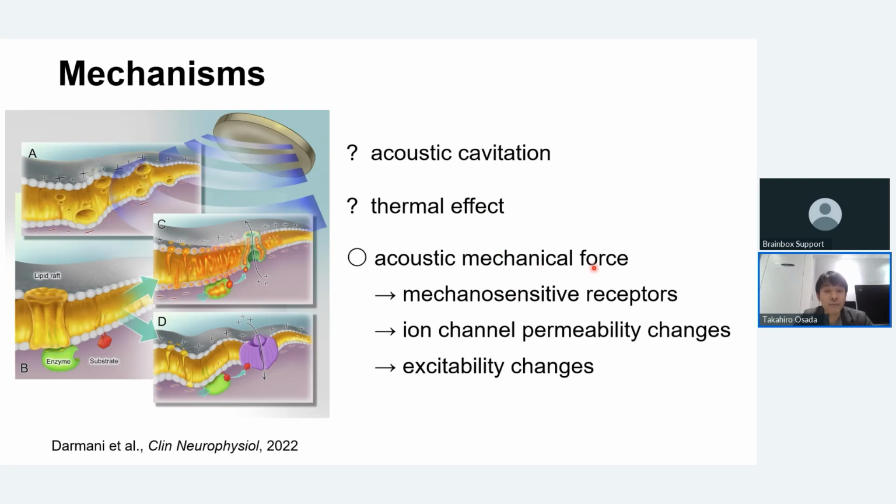This mechanical force affects mechanosensitive receptors and perturbs the cell membrane. The change in ion channel permeability occurs. These changes alter neuronal excitability.